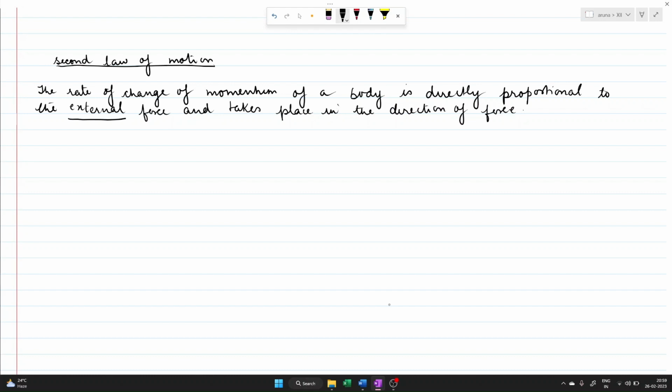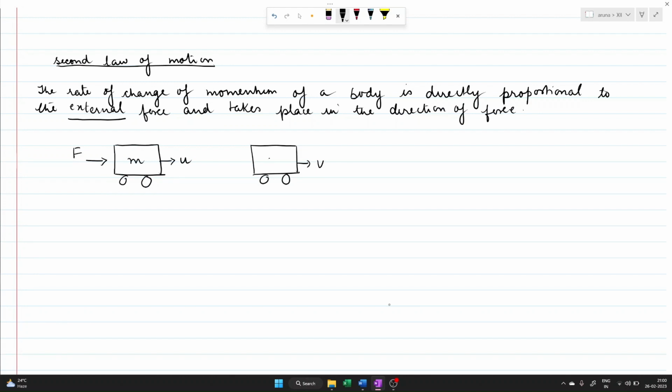So, the statement says that the rate of change of momentum of a body is directly proportional to the external force and takes place in the direction of force, which means if I apply a force, the momentum of the body is going to change and the change will be in the direction of the applied force only. So let us take an example. Suppose there is an object, a car or a cart, whatever. It is moving with a velocity u. Now a force is applied on it, and now it starts moving with a velocity v. So that means its velocity changes to v.